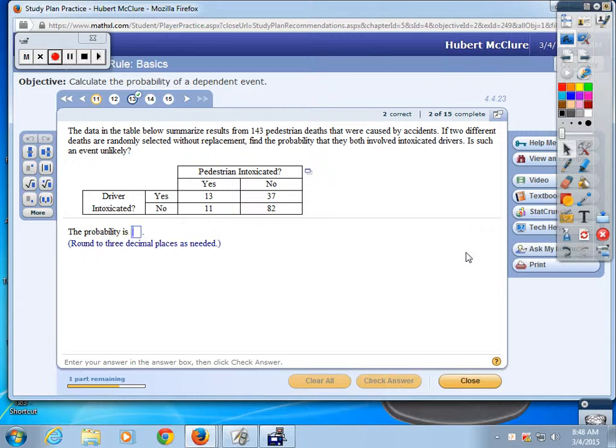Alright, let's look at this one. The data in the table below summarizes results from 143 pedestrian deaths that were caused by accidents. If two different deaths are randomly selected without replacement, we're talking about bodies without replacement, find the probability that they both involved intoxicated drivers.